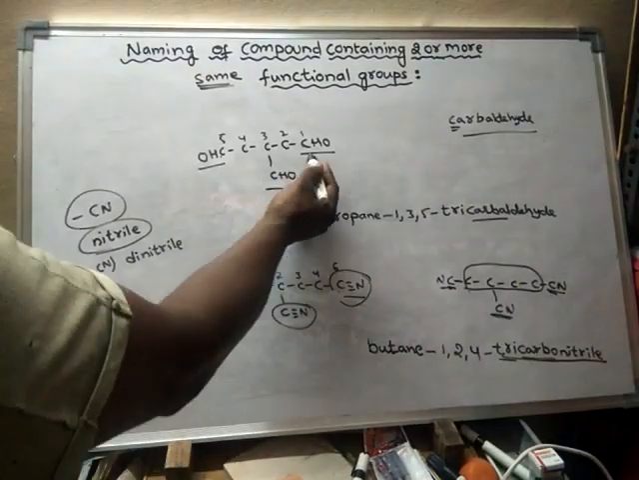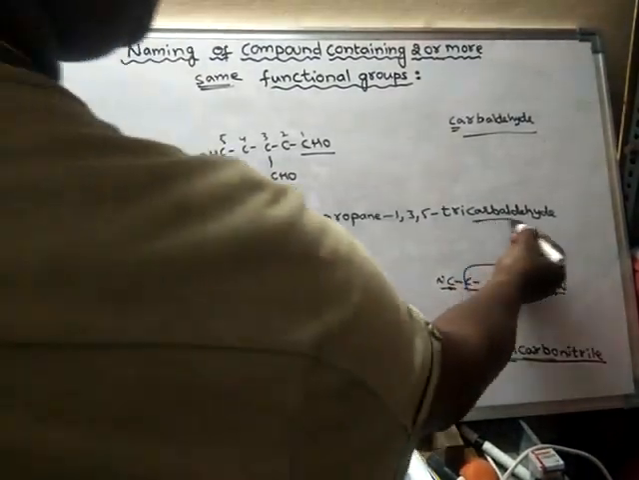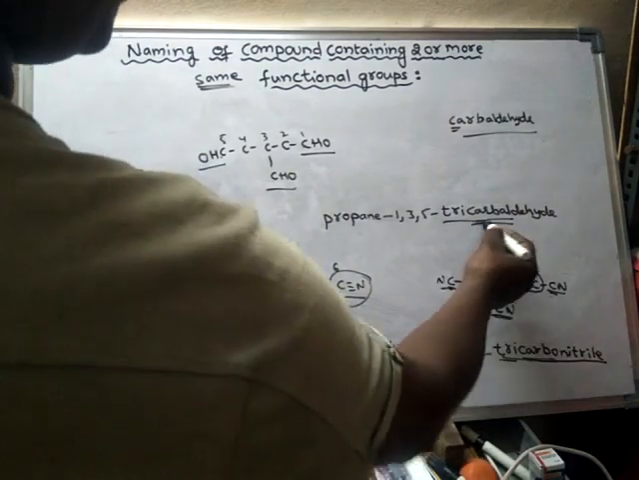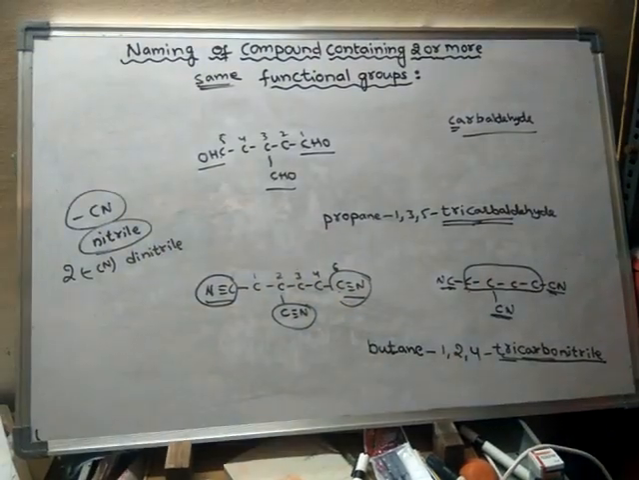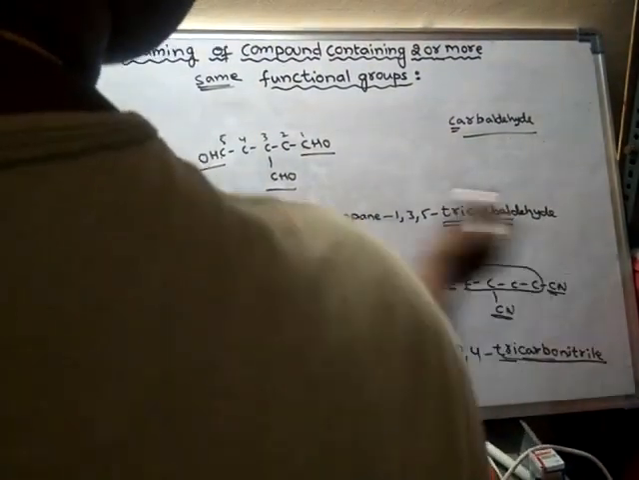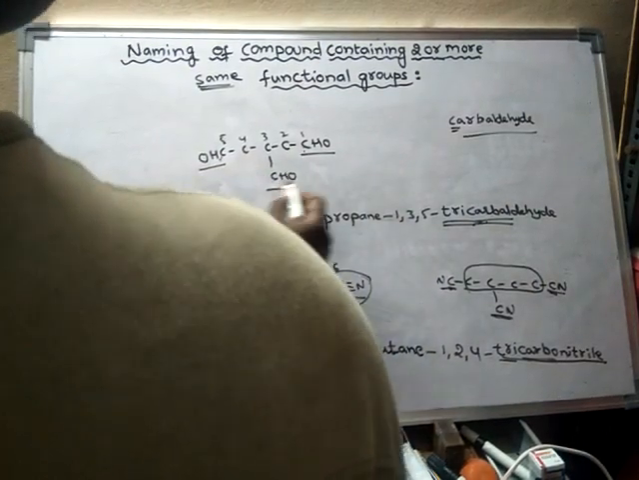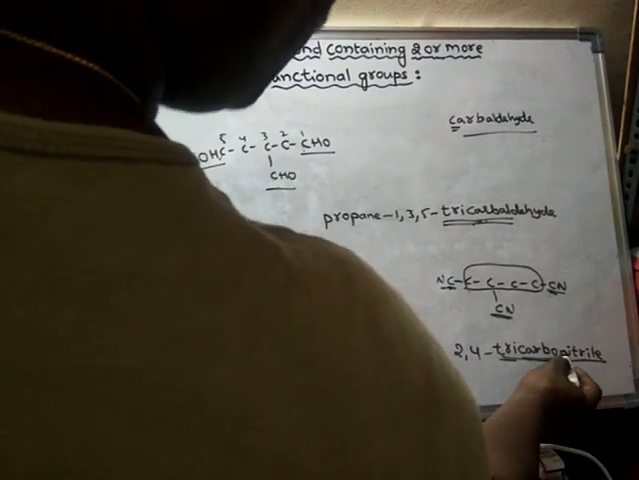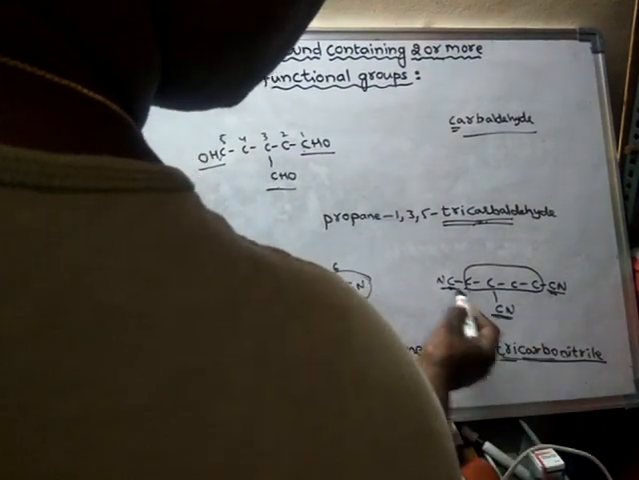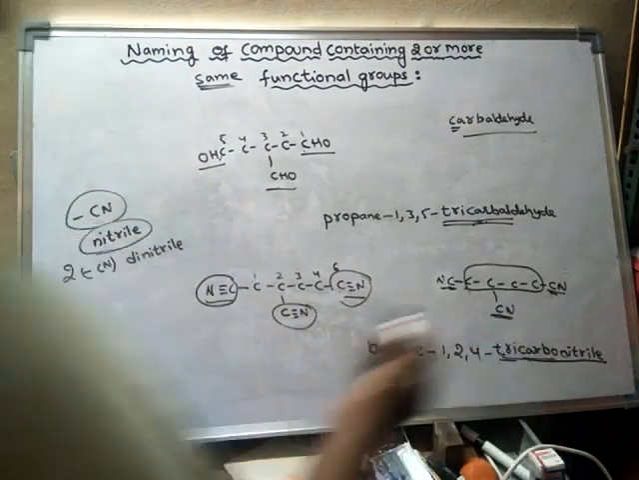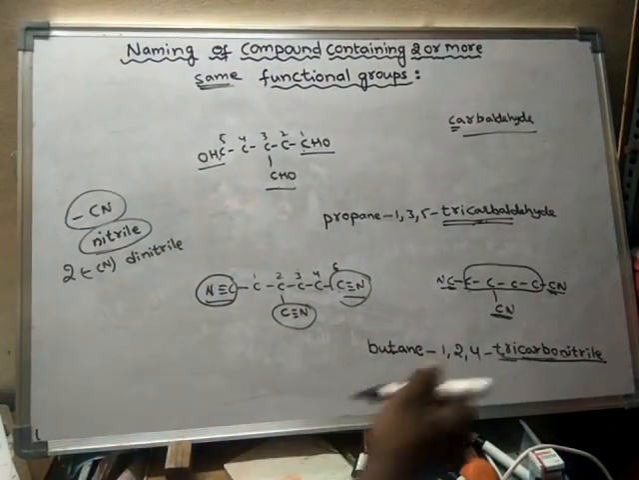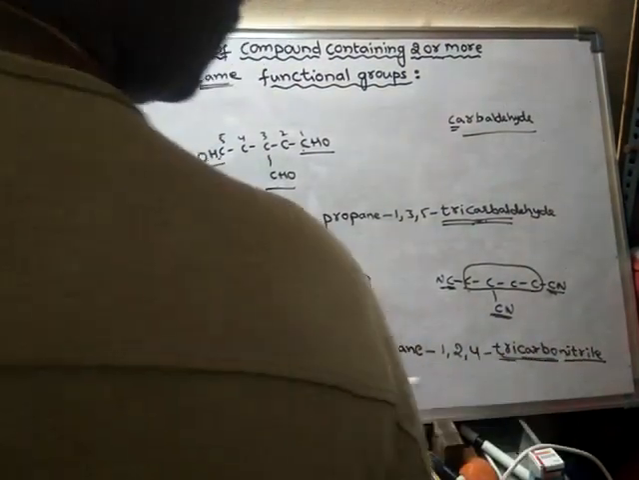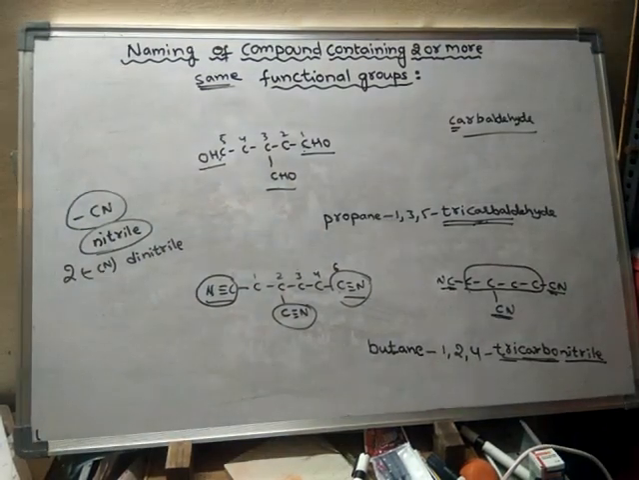So where should these carbons be considered? Here only we have to consider carb. So tricarb, 3 carbons. 3 carbons bearing nitrile, 3 carbons bearing cyanide groups. So tricarbonitrile. This is the name of the compound. Right. Now let us see one more compound.